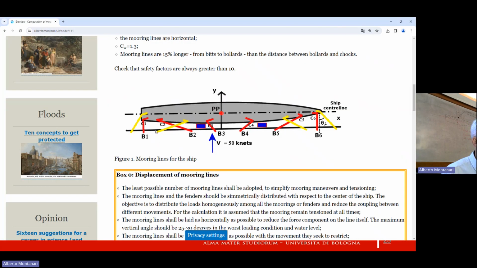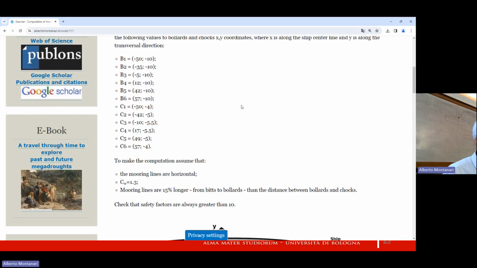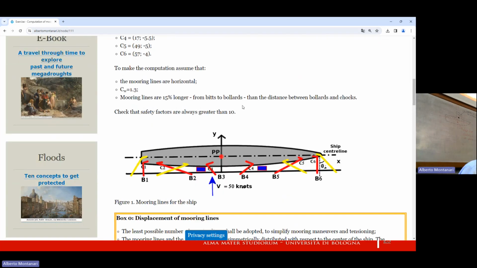So in the exercise, you have the position of the chocks here, C1, C2, C3, C4, and there are the coordinates here and the coordinates of the mooring lines, because what matters for the computation of the bollard forces is the position of the chocks, not the position of the anchorage in the ship. What matters, besides the position of the chock, is the overall length of the mooring lines. And you see here, mooring lines are 15% longer from bitts to bollards. Bitts is the name of the anchorage over the ship, I didn't remember, sorry. They are called bitts, okay? And it is specified that the mooring lines are 15% longer from bitts to bollards than the distance between bollard and chocks.